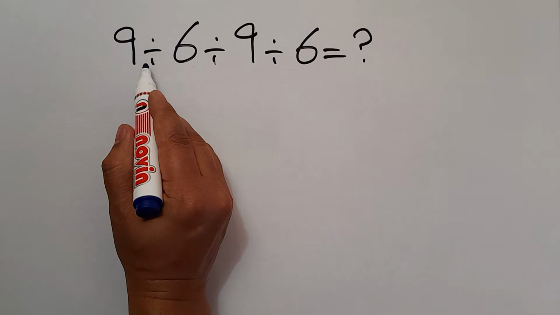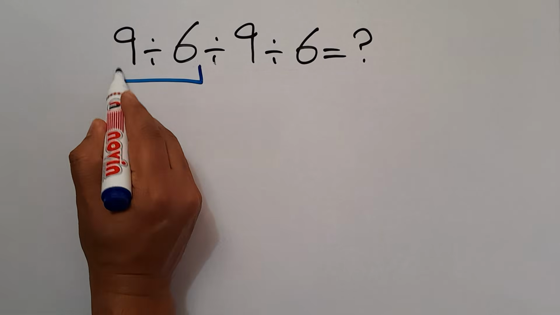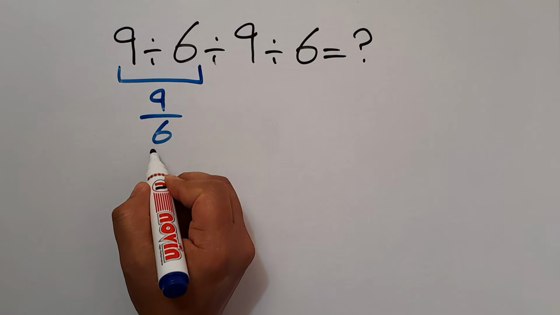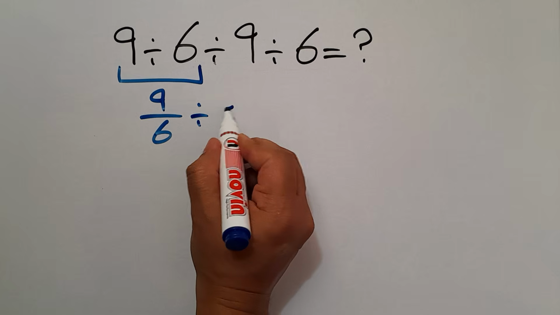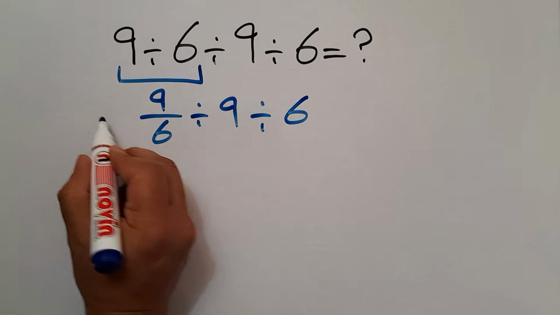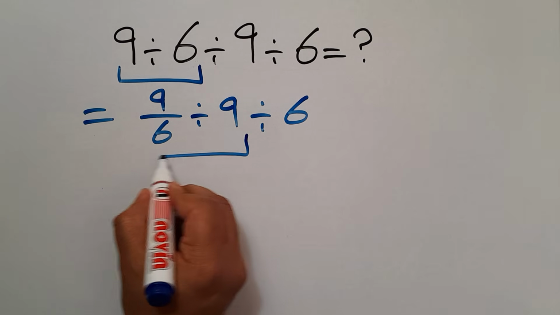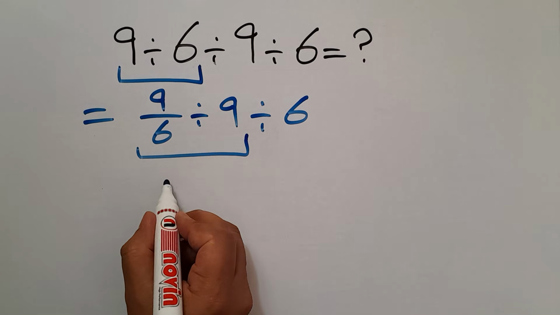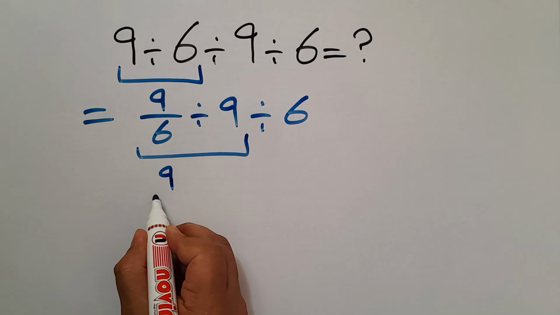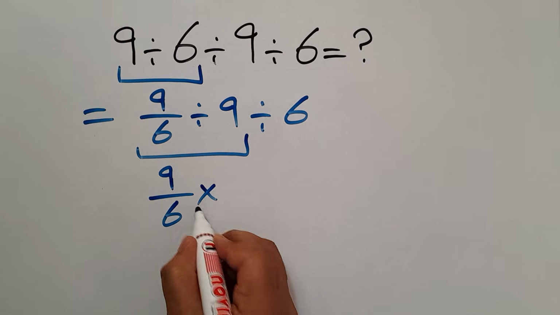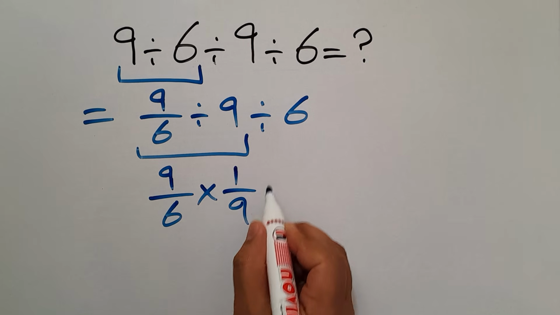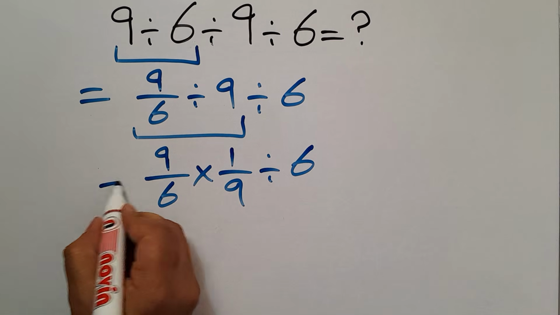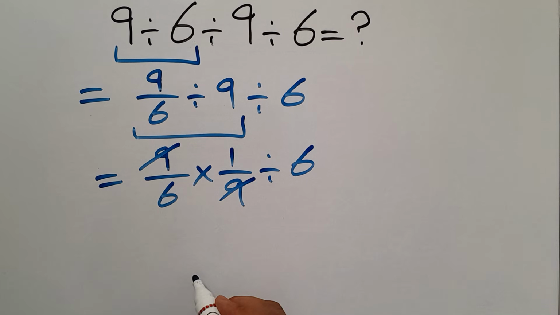So first, 9 divided by 6. 9 divided by 6 is the same as 9 over 6. Okay, and we have divided by 9 divided by 6. Here, according to the KCF rule, 9 over 6 divided by 9 can be written as 9 over 6 times 1 over 9. Here we have divided by 6. We can easily cancel this 9 and this 9.